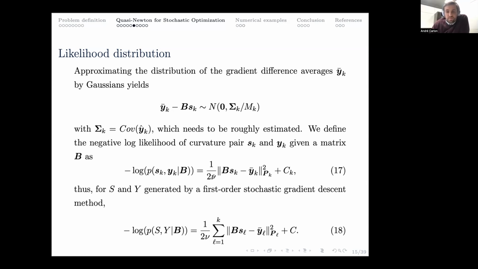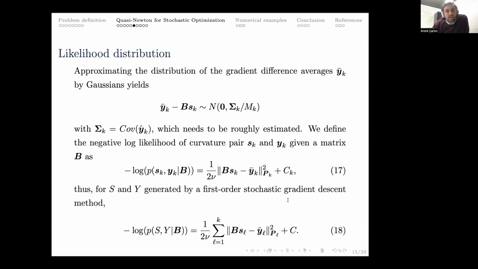And here nu is some normalizing constant that we use to not allow this whole thing to blow up too much. Now, this is a good way of building this because we can incorporate all of these different curvature pairs in one likelihood just by summing these quadratic terms here.